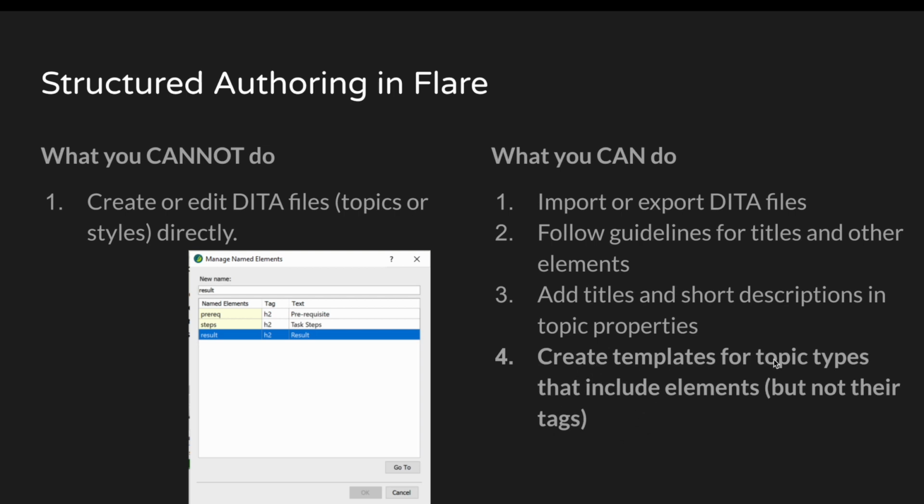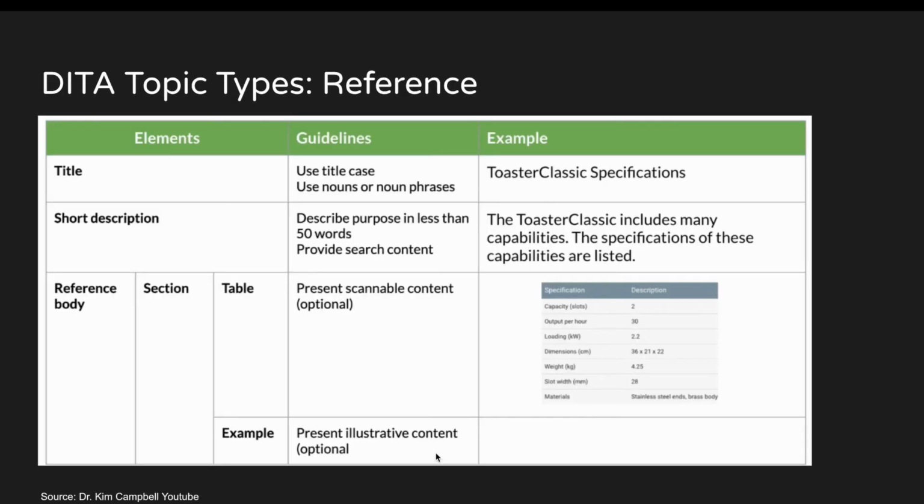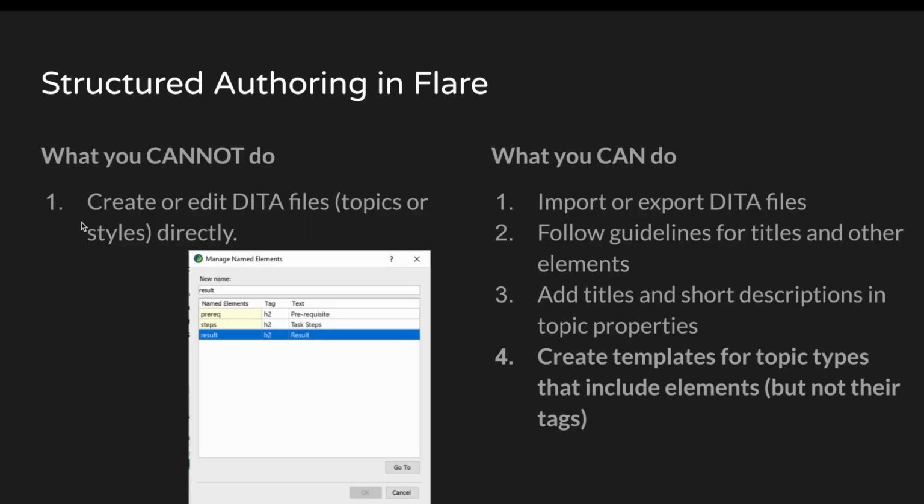Okay, so one of the things you're going to be asked to do as a team is to create a content model, and part of that content model is going to include three templates: one for tasks, one for concepts, and one for references. And the big question you're probably having is, well, how do we actually define elements? And again, a reminder: elements are just things like title, short description, etc. How do we define those elements without using DITA XML?